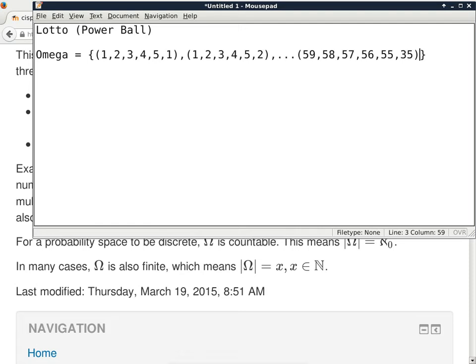Now the set F is a little bit different. Each element of F is a subset of omega. How you want to deal with F depends on how you want to play the game. If you're only interested in buying a single ticket, then F would only be singleton sets. Each element of F is by itself a set, but each set only has one element from omega. It goes all the way to the last one, which is a set of the last combination of numbers.